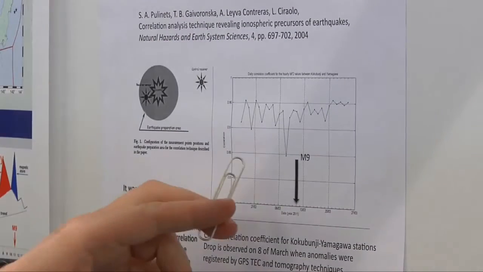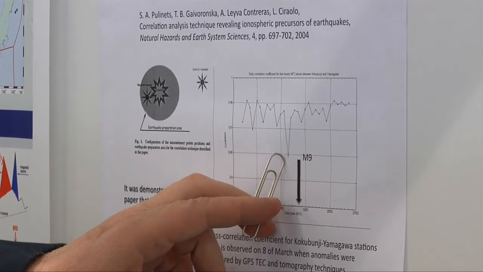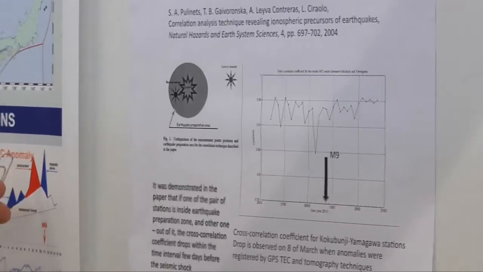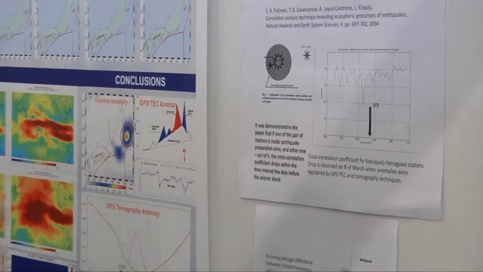And again, on the 8th of March, we see the drop of the cross-correlation coefficient, like in GPS TEC and ionospheric tomography. So 3 independent techniques show the same for this earthquake, 3 days before the main shock.